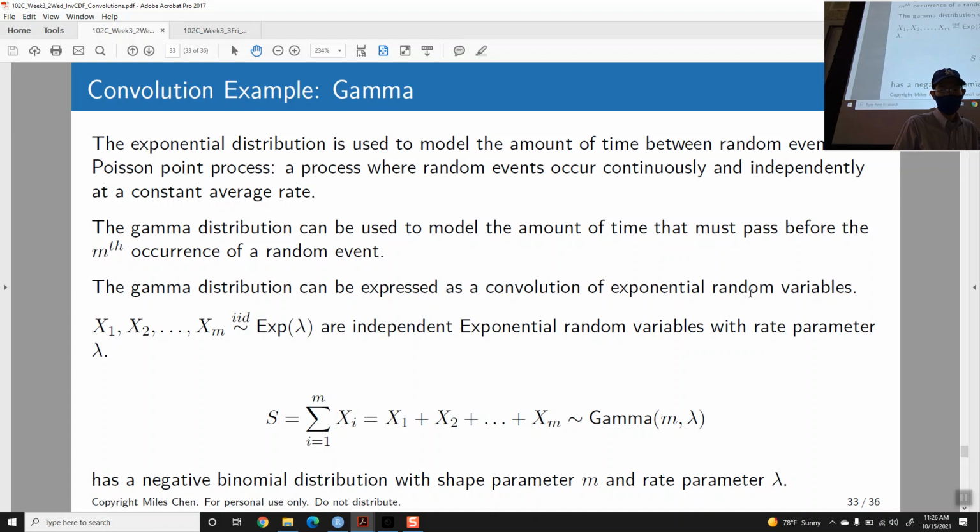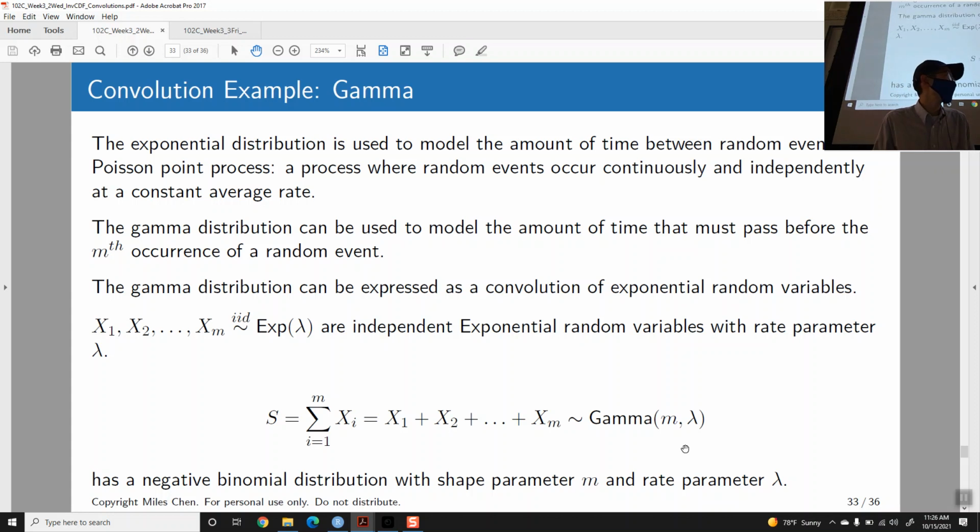Okay. Gamma distribution, right? So exponential is used to model the amount of time between random events in a Poisson point process. And the gamma distribution can be the amount of time that must pass before the mth occurrence of a random event. So we said how much time between customer arrivals, that's exponential. How much time do you have to wait until the 5th customer arrives? That's going to be gamma, and that's basically the sum of m exponential, or 5 exponential values. So all you do is generate values from the exponential, you do it m times, and then you add them up, and now you have a gamma distribution.